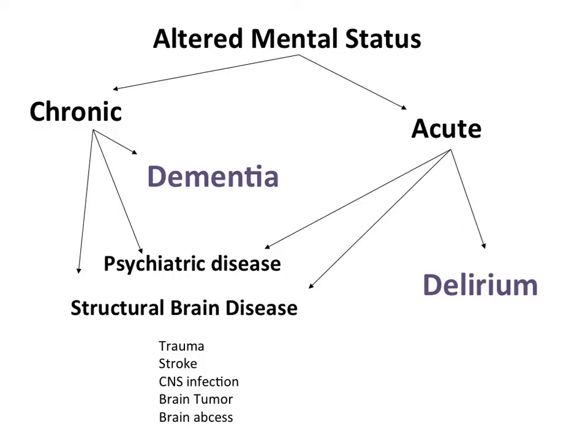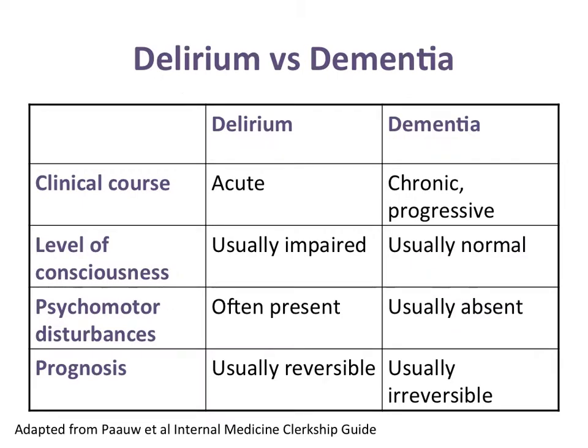First, you want to determine whether it is chronic or acute by taking a history, often including collateral information from family members or other caregivers. Most chronic altered mental status in the elderly is from some form of dementia. On the other hand, most acute altered mental status in the elderly is due to delirium. Delirium is more common in patients with dementia, but they are separate entities.